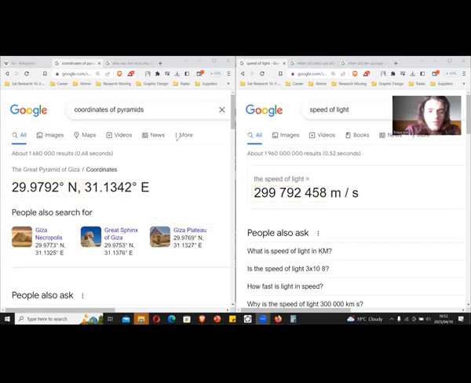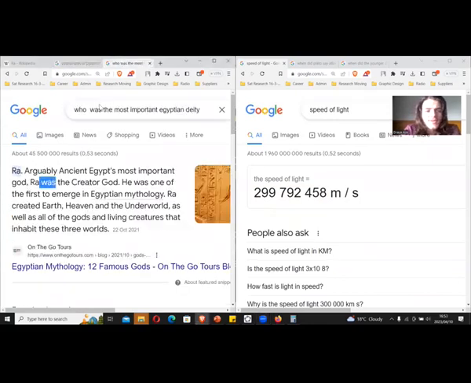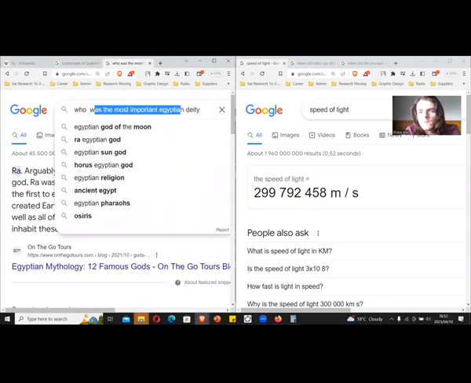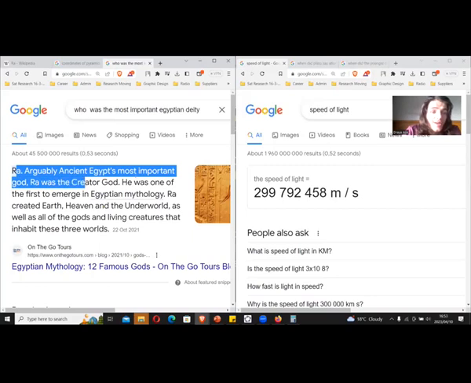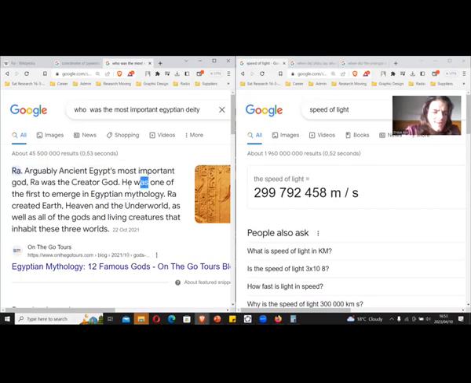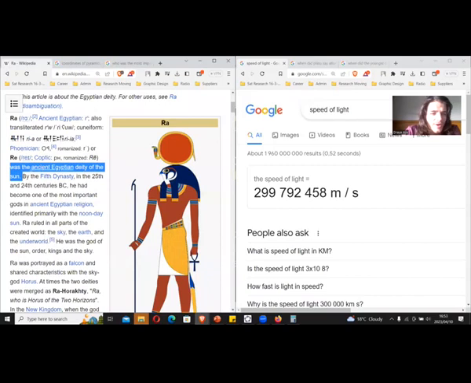All right. Well, if you find that interesting, I have something else to show you. Let's ask the question, who was the most important Egyptian deity? The grand majority of what you will read will either say Ra or a variation of Ra, such as Amun-Ra, or Horus, who is basically Ra. Ra, arguably ancient Egypt's most important god. Ra was the creator god. All right, but let's read up a little bit more about this Ra character.